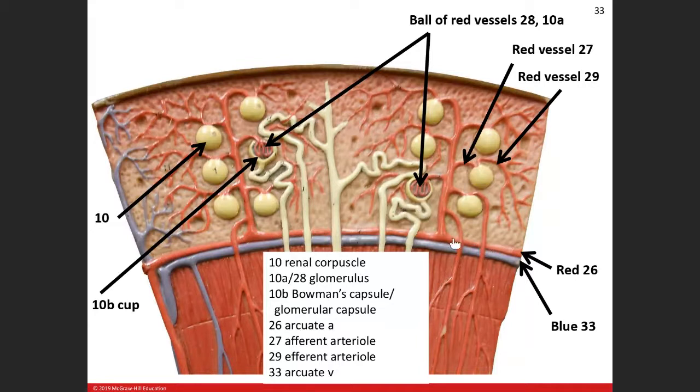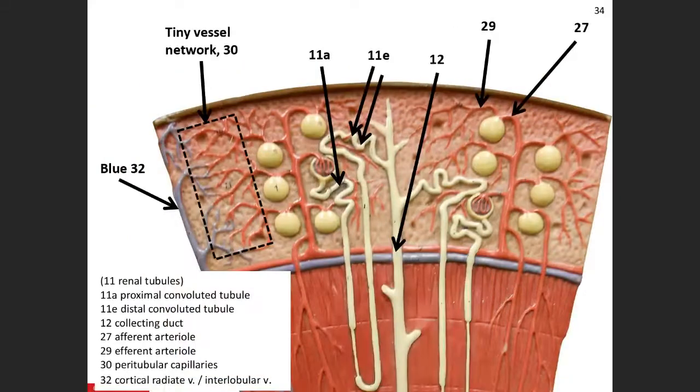What else did I miss? All right, arcuate artery, arcuate vein. A couple more structures here.